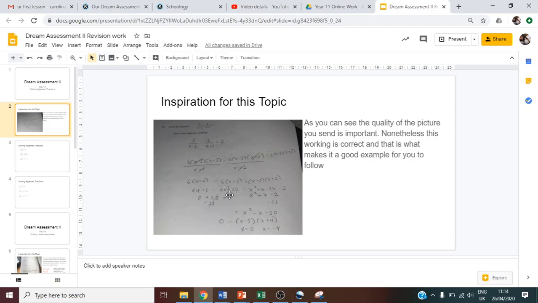6 plus the 12 is 18. Now she's done something strange here with the crossing out of the 18s, but that's fine. We'll explain that in a second. So over here she's got that quadratic simplified. Here she's got 0 plus 18.